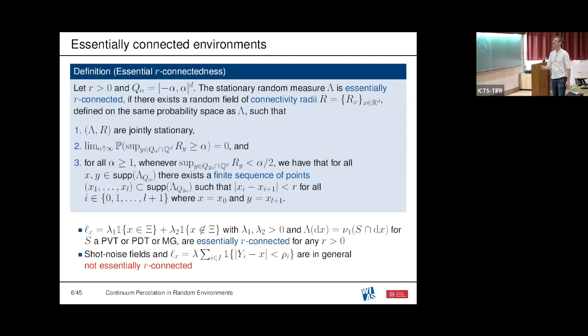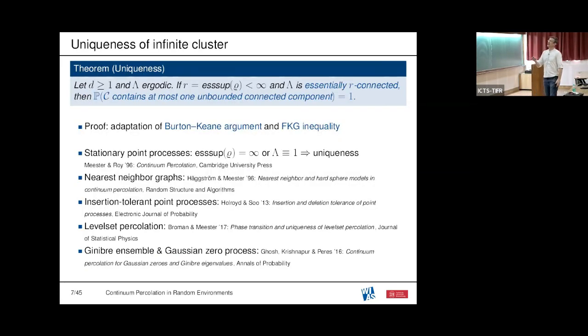Just to highlight, to go back to our examples, for instance, the stationary closed set here. If you have positive intensity everywhere, then this condition is satisfied. It's also satisfied for our example of Poisson-Voronoi, Poisson-Delaunay tessellations. They are all essentially R connected for all R. However, the shot noise field, or this version of the shot noise field, they're in general not essentially R connected. Okay, then under this condition, as I promised you, and ergodicity, indeed, there can be at most one infinite connected component.